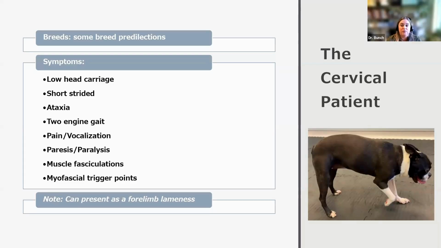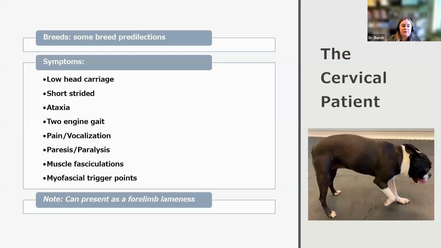It's more lower motor neuron to the front and upper motor neuron to the back, which we see with the C6 to T2 lesion. Pain and vocalization. So pain may oftentimes be the only symptom that we're seeing, right? Pain can be the only symptom, and they could neurologically otherwise be normal. Paresis to paralysis. I've seen dogs with muscle fasciculations of their cervical muscles, and I also see these guys oftentimes have myofascial trigger points, which we'll discuss.